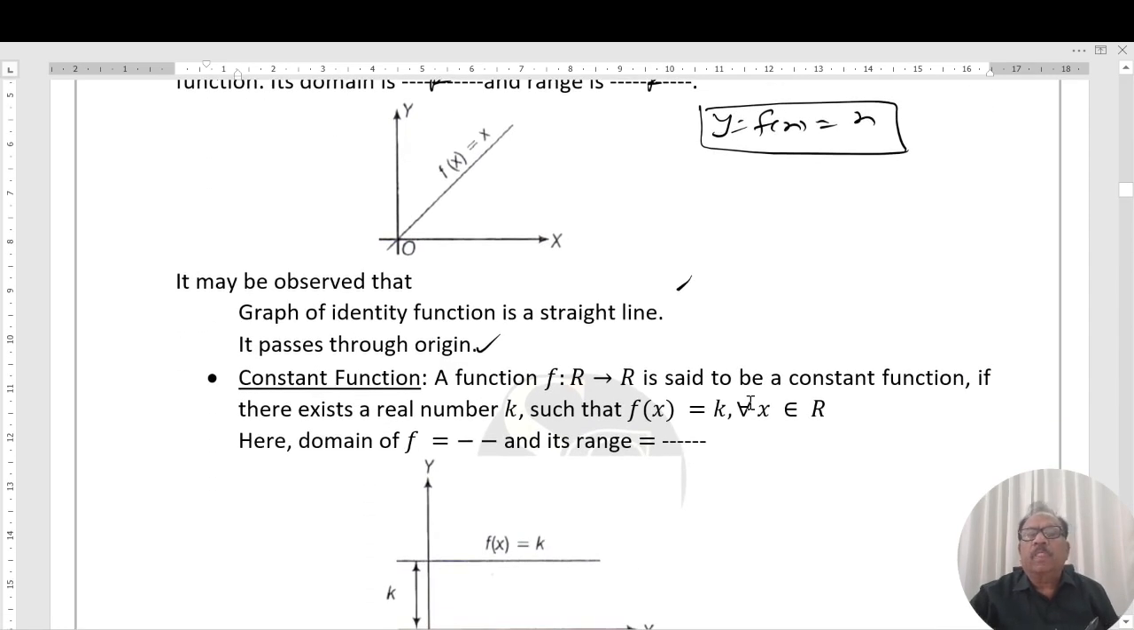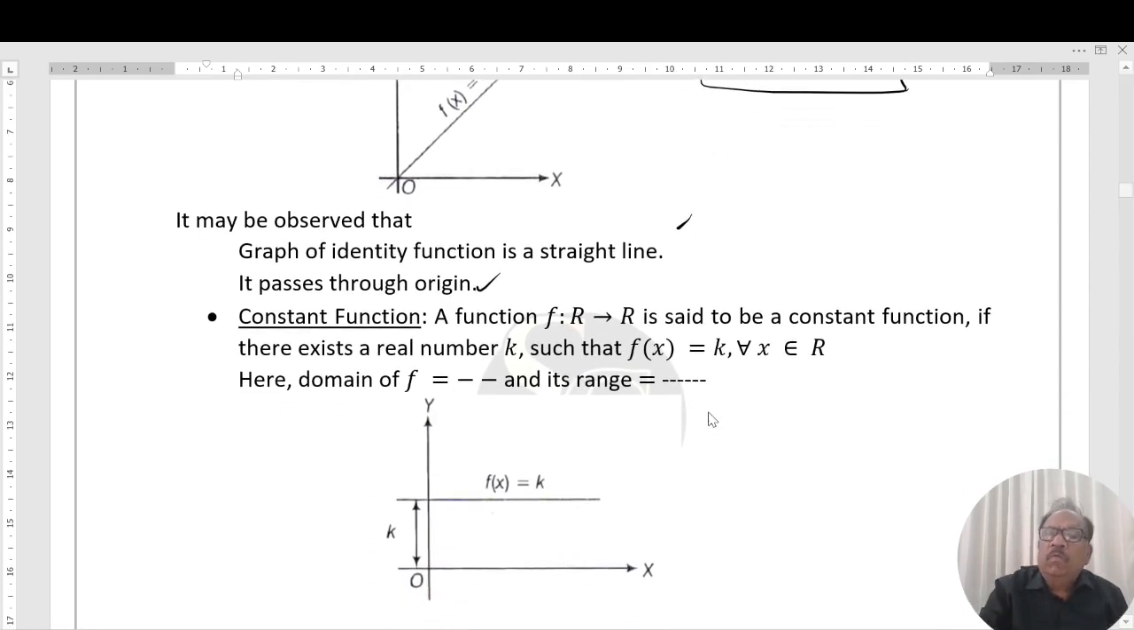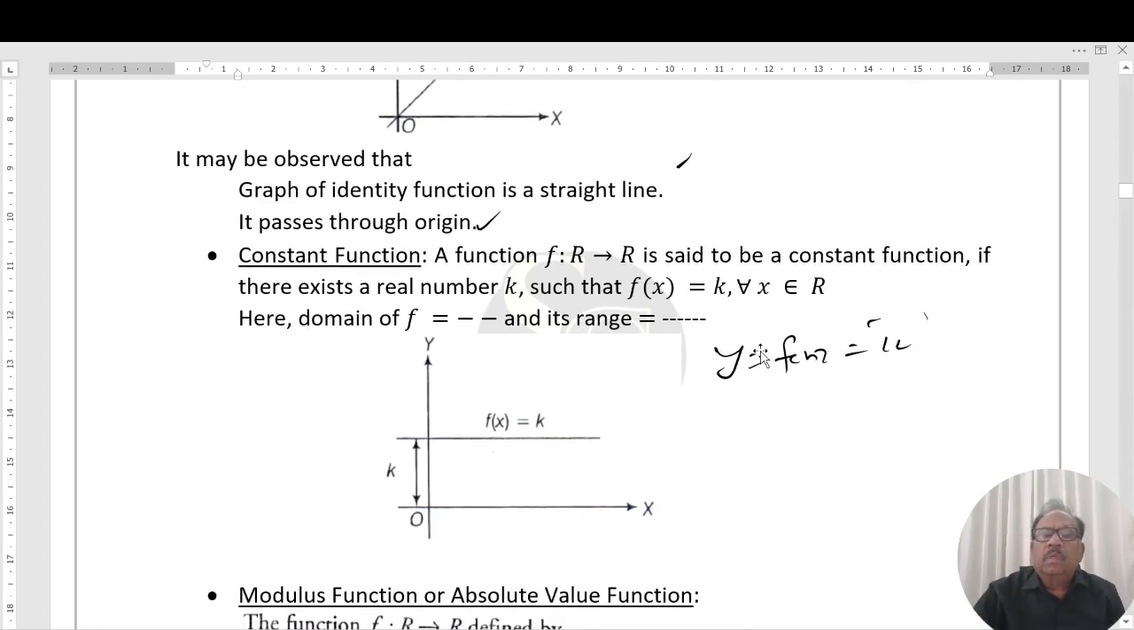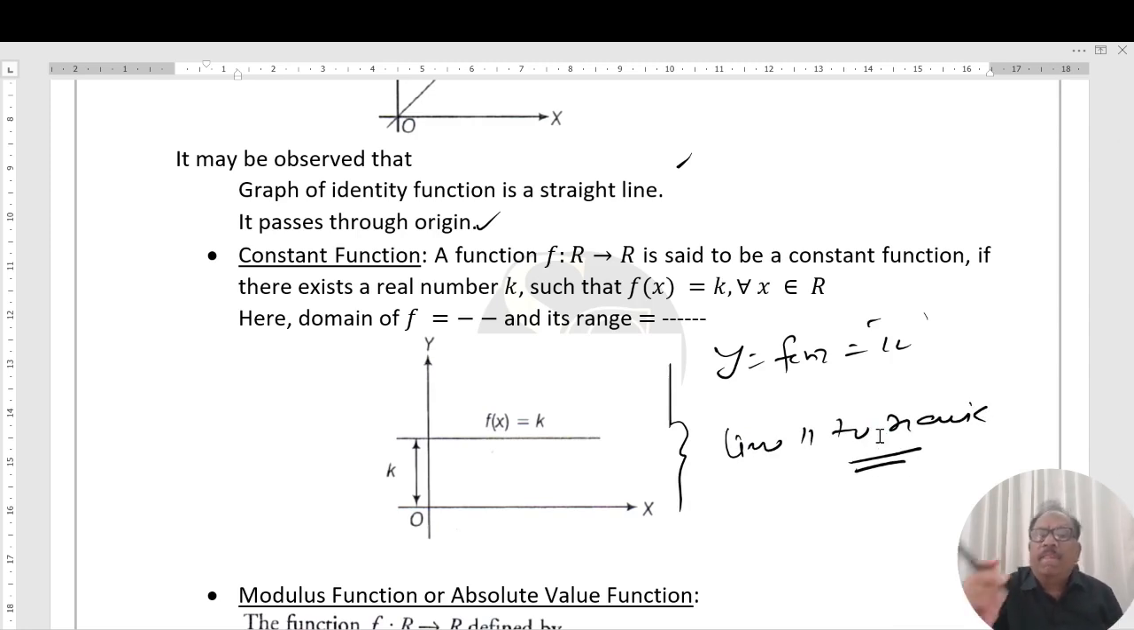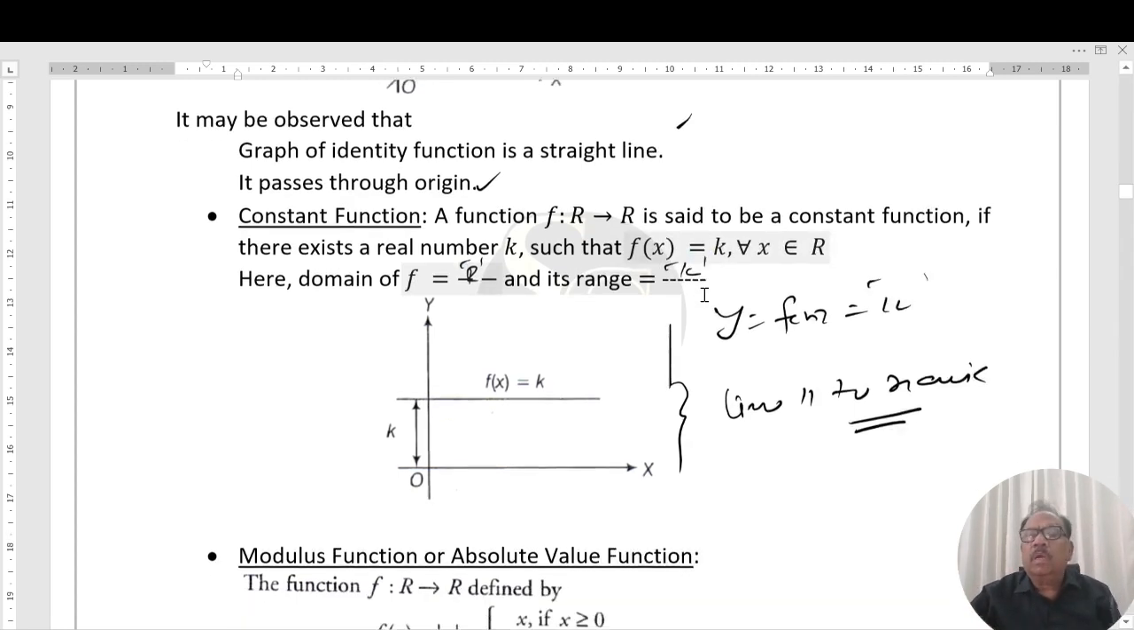Next, constant function. What is constant function? y equal to f(x) equal to k, k is any real number. Now, y equal to constant will be a line parallel to the x-axis. What will be the domain? Domain of this will be R and range will be k. Domain will be R, range will be k.